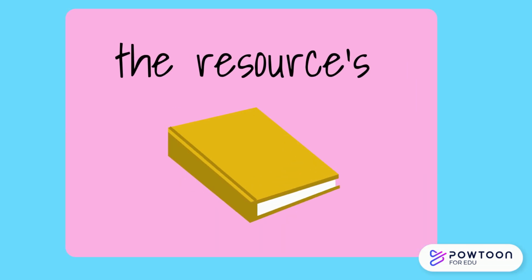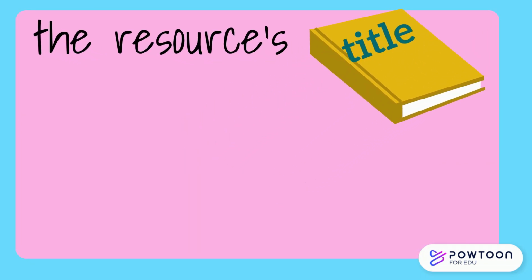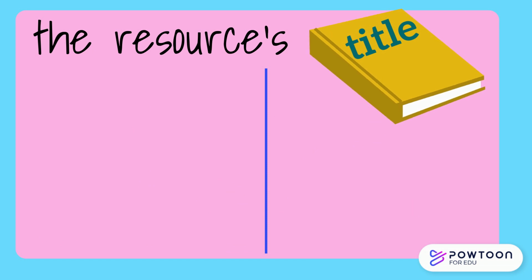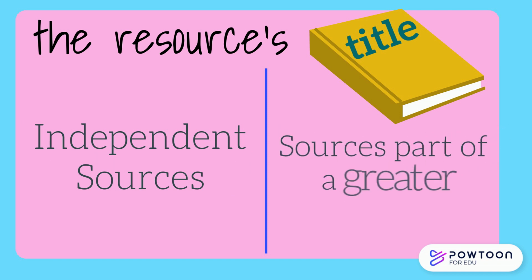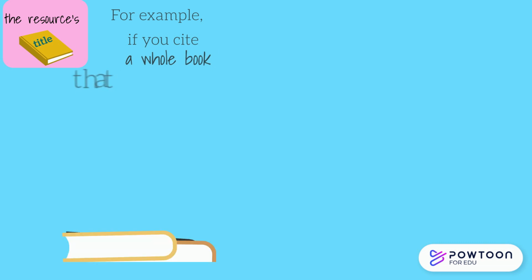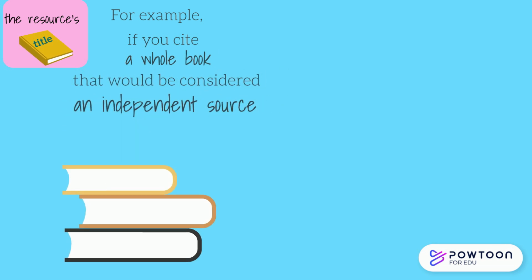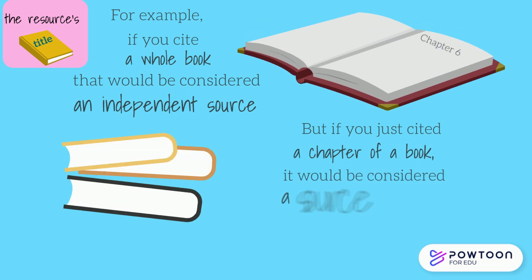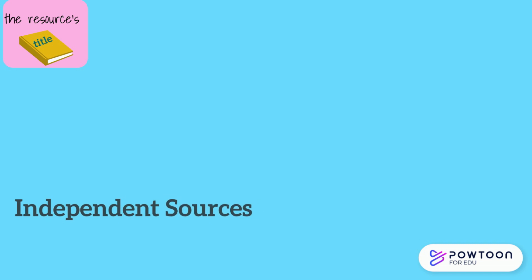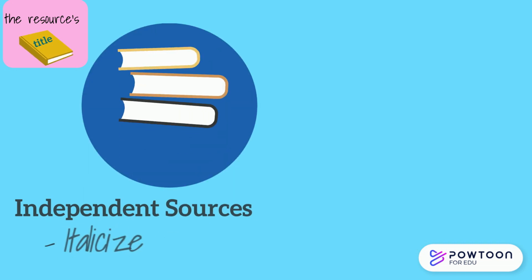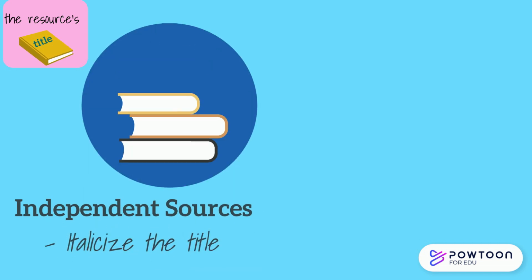The third element is the title information. There are 2 general categories for titles: those for sources that are independent or sources that are part of a larger source. For example, if you cite a whole book, that would be considered an independent source. But if you just cited a chapter of a book, it would be considered a source that's part of a larger whole. For independent sources, such as a whole book, you italicize the title.